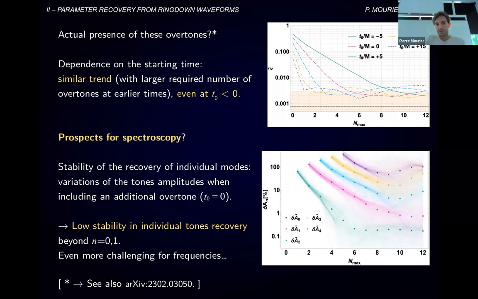We tried, for instance, to change the starting time. So by starting at later times, we recover the same trend, although as expected, you need not as many overtones to reach an optimum. More surprisingly, perhaps, we got that this same trend is also visible if you start sometime before the merger. So a priori still within the inspiral regime, which makes it rather suspicious that just a sum of overtones is supposed to cover the whole physics there.